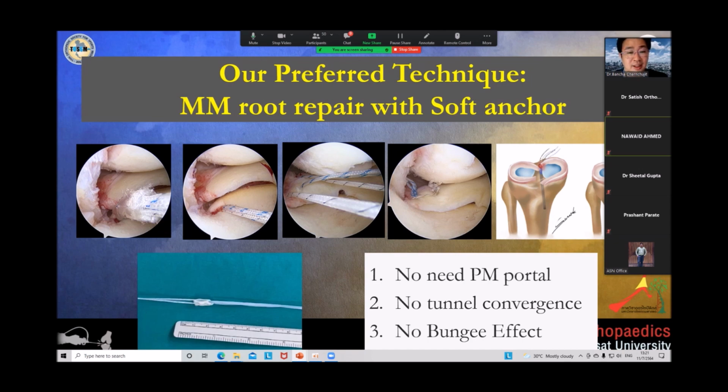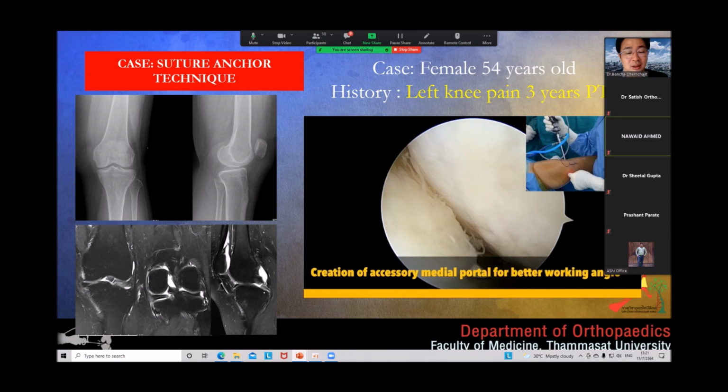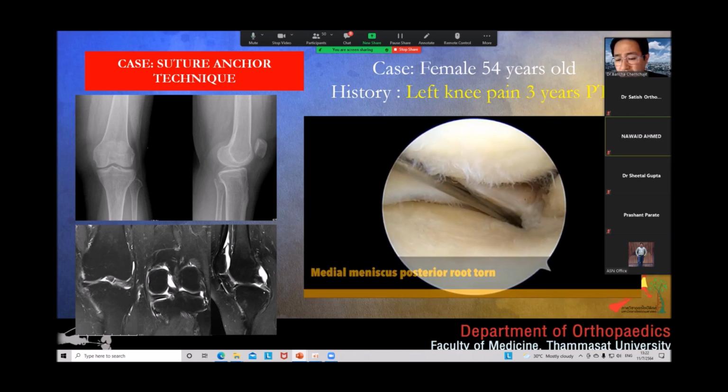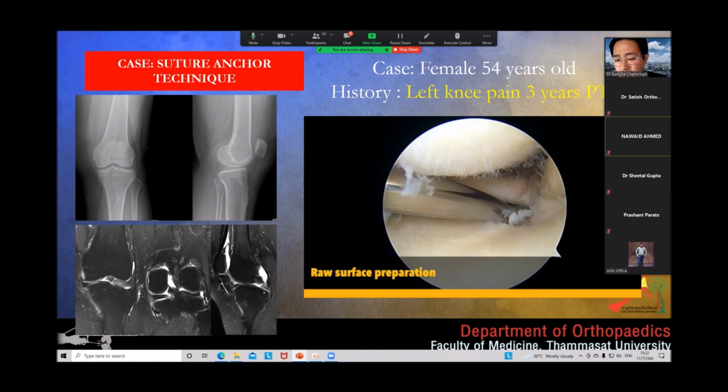So this is another technique. We use the suture anchor. And nowadays, I think I prefer using suture anchor instead of the transtibial, because we found that in many patients that I did the transtibial on, the suture cut through the meniscus, and because I think the length from the fixation to the repair site is too long, you may have the bungee effect. Okay. Nowadays, I changed my transtibial to this technique.